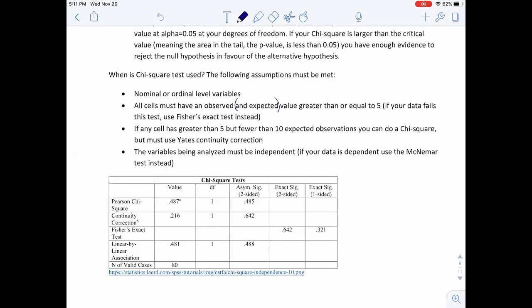Do I have to use Yates continuity correction? Because I have cells that are between 5 and 10, then I'd use this row. Am I good to go with just the chi-squared? Then I'd use this row.